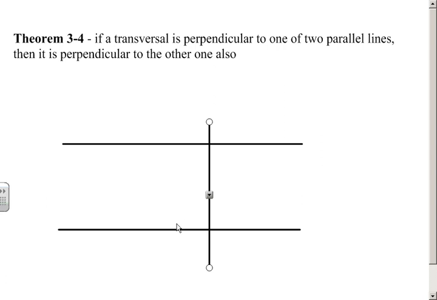Theorem 3.4 says if a transversal is perpendicular to one of two parallel lines, then it's perpendicular to the other one also. So if we have two parallel lines here, like so, and we're told that we have a 90-degree angle here, then we know that these two are perpendicular as well. What this does is it saves you some time in a proof later, rather than having to go through saying that this angle's equal to 90, and then saying that corresponding angles are congruent, and then saying this is equal to 90 through the transitive property, and then saying you have perpendicular lines. You can go right from perpendicular here to perpendicular here.